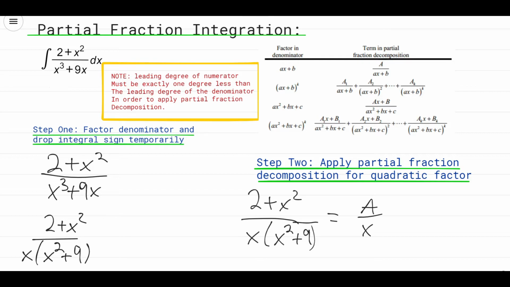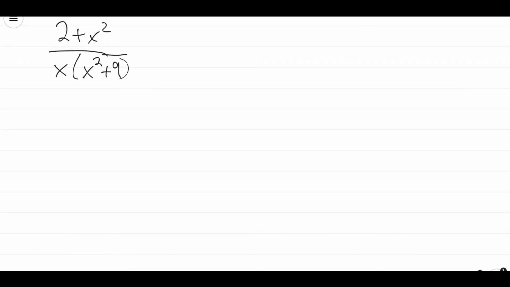It's not a quadratic. It's x, technically follows the formula of ax plus b, so that's why it only gets just the a. However, the quadratic factor x squared plus 9 would be bx plus c divided by x squared plus 9. And that's just partial fraction decomposition. Again, if you're not familiar with it, I do have a video on it in this playlist. We applied partial fraction decomposition. We broke it down into a over x plus bx plus c divided by x squared plus 9. So again, the first term was just ax plus b form. The second term was a quadratic. So that's why I decomposed it like that.